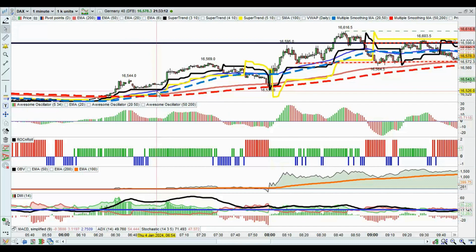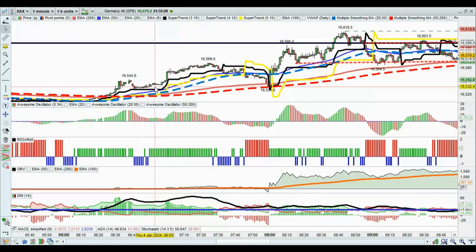So 7 o'clock this morning we can see that on the 1 minute time frame the candles were already above super trend here and above the 50-200 smoothing average, this red dotted line here, and above the 20-50 smoothing average, this blue dotted line. So you can see this nice sweeping movement. It just hits 16,544, comes back again, and then just as the German market opens, DAX just starts to move up and continue its momentum.